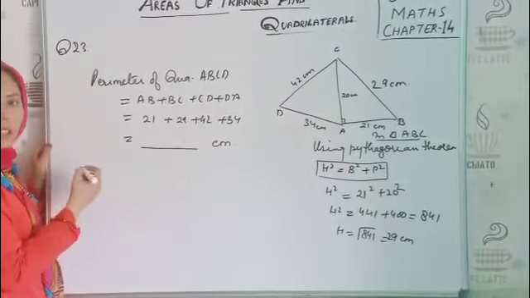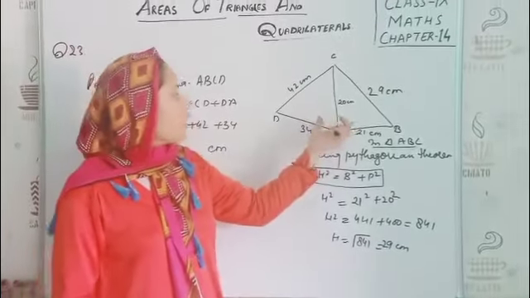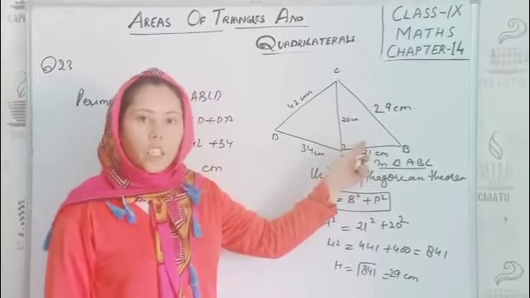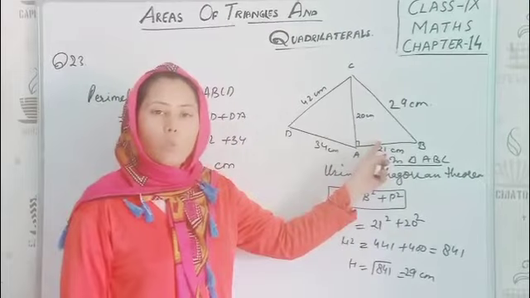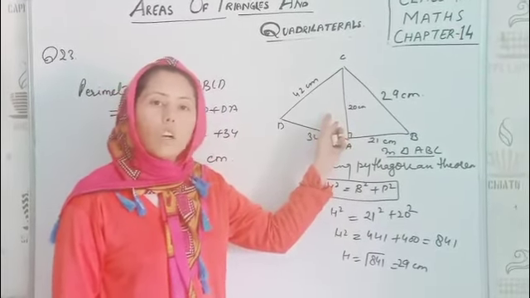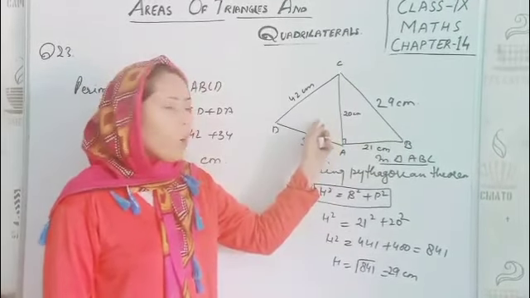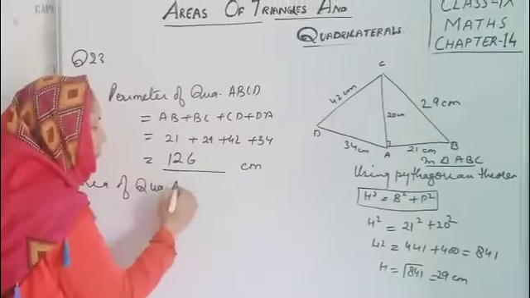Next part of this question is to find the area of the quadrilateral. This quadrilateral is divided into two parts, this triangle and this one. ABC is a right angle triangle, so we will find its area using the half base into altitude formula. And the area of triangle ADC we will find using Heron's formula, square root of s into s minus a, s minus b, s minus c, just like we did in question number 19.